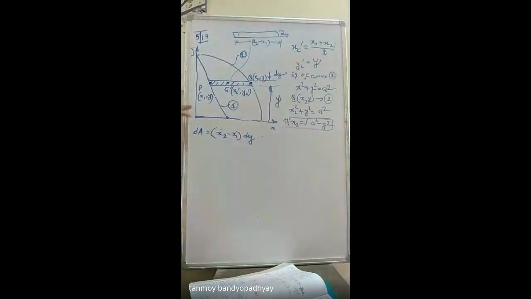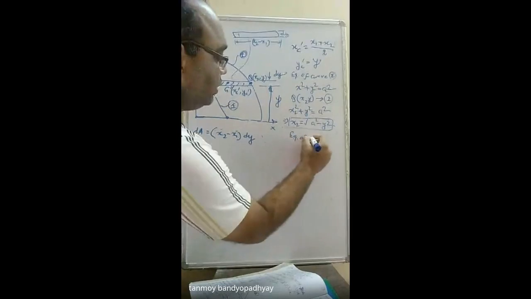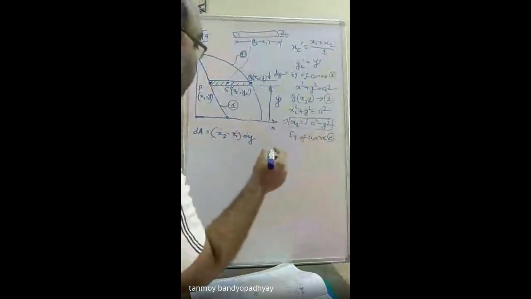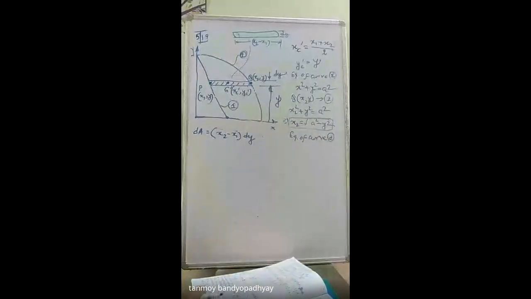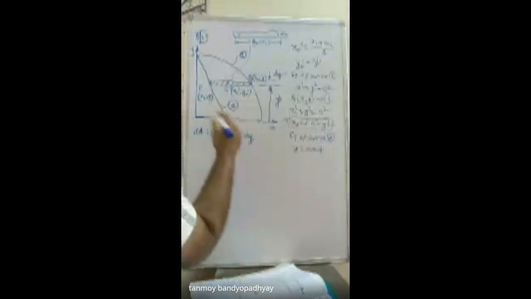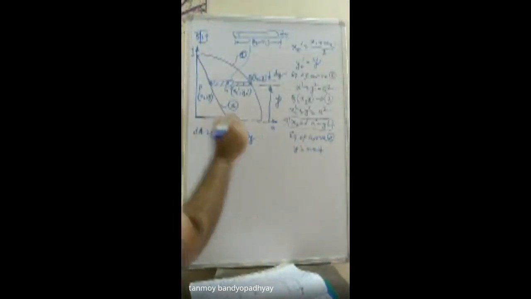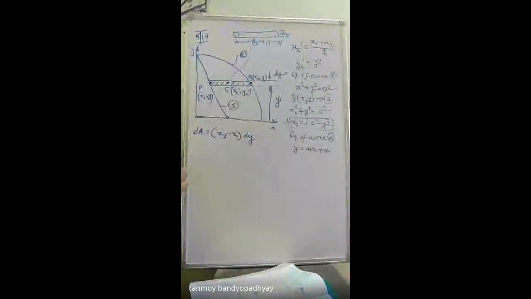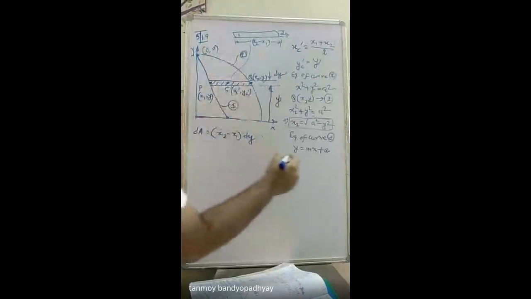Similarly, we need to calculate the value for the curve 1. So what is the equation of the curve 1? The curve 1 is a straight line actually, so its equation will be y is equal to mx plus c. So c is the y-intercept, that is a. So y is equal to mx plus a, and it passes through the point 0 comma a. You can take any point, like this point having the coordinates 0 comma a.